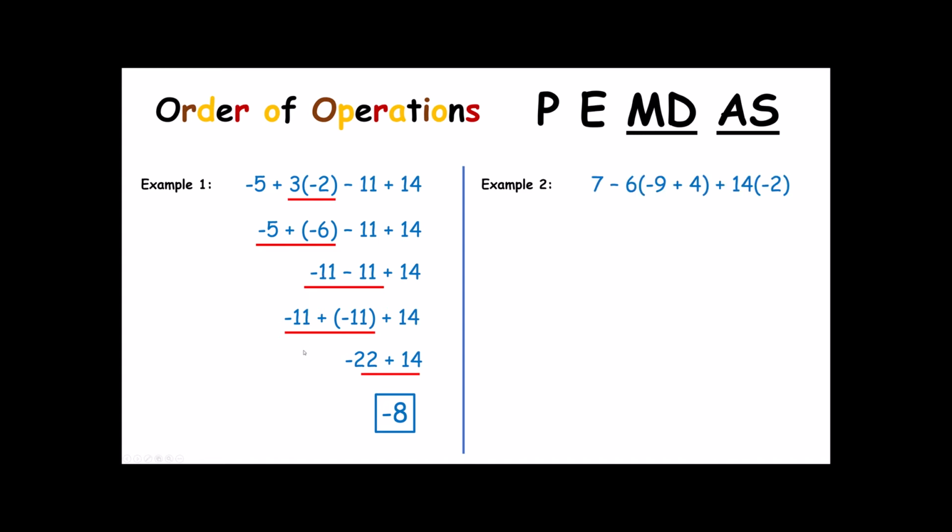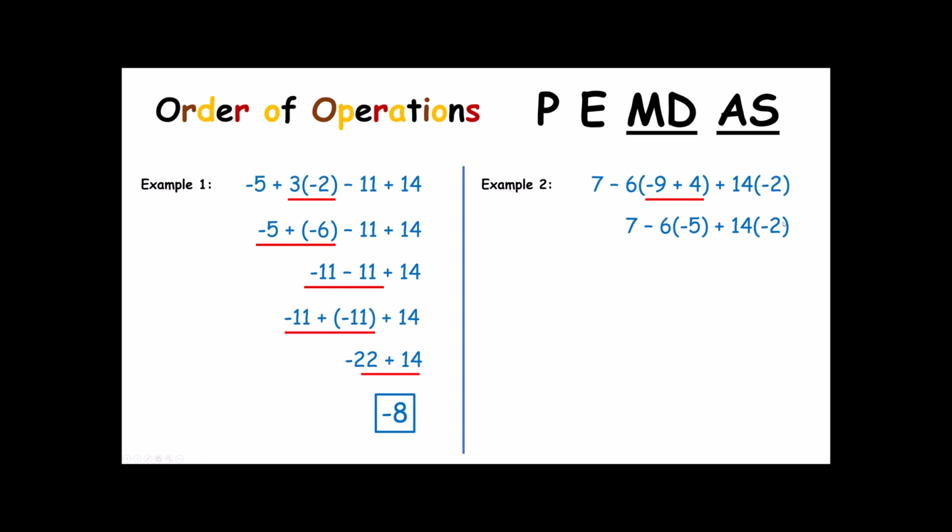Here's another example. You might want to consider pausing the video and trying this on your own before watching me do it. I'm going to do this again using these order of operations. This time I'm starting with my parentheses or grouping symbols. In this case, the only operation that takes place within parentheses is this -9 plus 4. Remember, this parentheses is just to help us recognize that this is not a 14 minus 2, rather it's a 14 times -2. But anyways, -9 plus 4 gives you a -5.